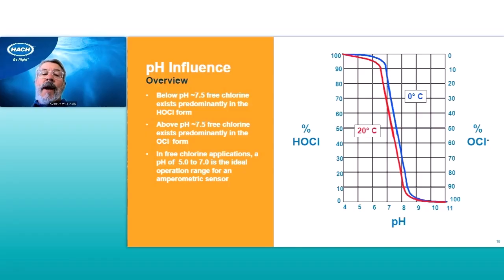The reason why I mention this is because in a colorimetric analyzer, it doesn't really matter what species you're trying to look at, because the DPD chemistry reacts with hypochlorous acid and hypochlorite. However, when you're talking about an amperometric sensor, it makes a big difference because the sensor itself only sees, quote unquote, hypochlorous acid. So we need to do something to convert all the hypochlorite to hypochlorous acid. And I'll talk a little bit more about that in a subsequent slide.